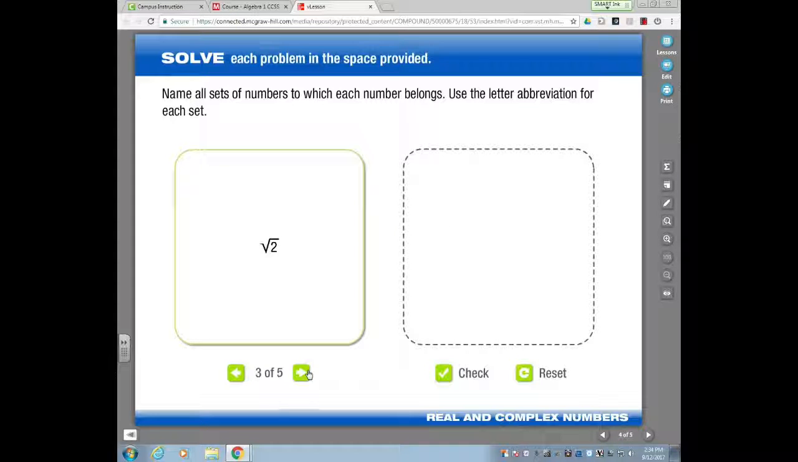Our next example is the square root of 2. The square root of 2 is going to be a real number because every number that we are dealing with is real. But because it is under a square root sign and it does not simplify out to a perfect square, it is going to be irrational, which is I.